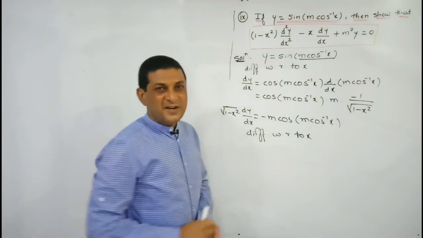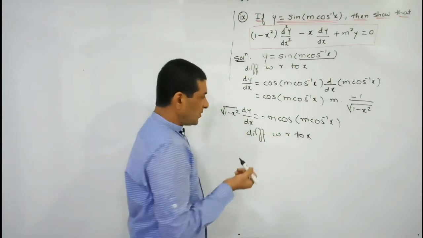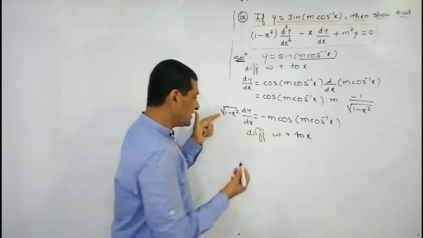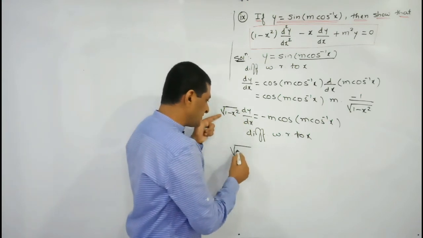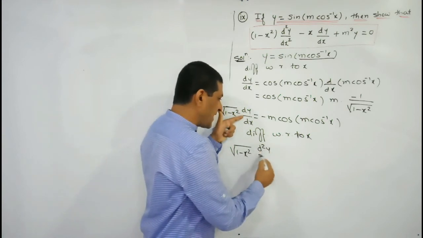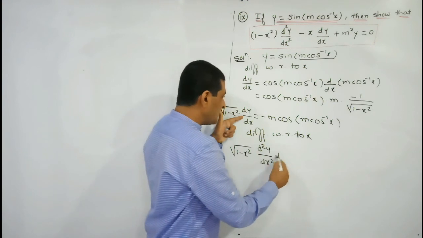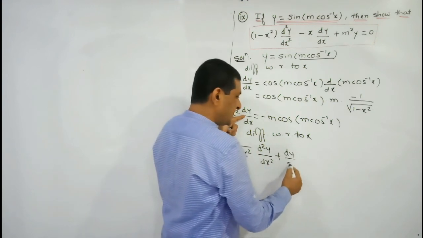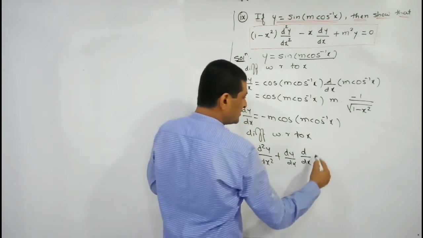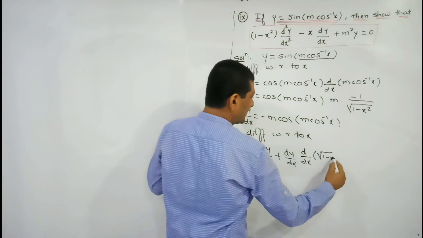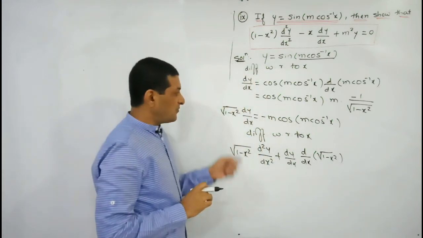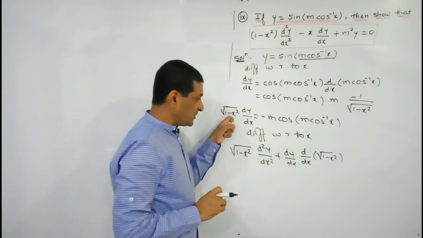Now again we are differentiating it with respect to x. So on this side, to find the differentiation, we have to apply the product rule, since there is a product of two terms. So keep the first term as it is, means under root 1 minus x square as it is, into the derivative of the second term, the derivative of dy/dx is d²y/dx², plus the second term as it is, means dy/dx as it is, into the derivative of the first term. The derivative of the first term means the derivative of under root 1 minus x square. So we have got this result simply by applying which rule? The product rule.